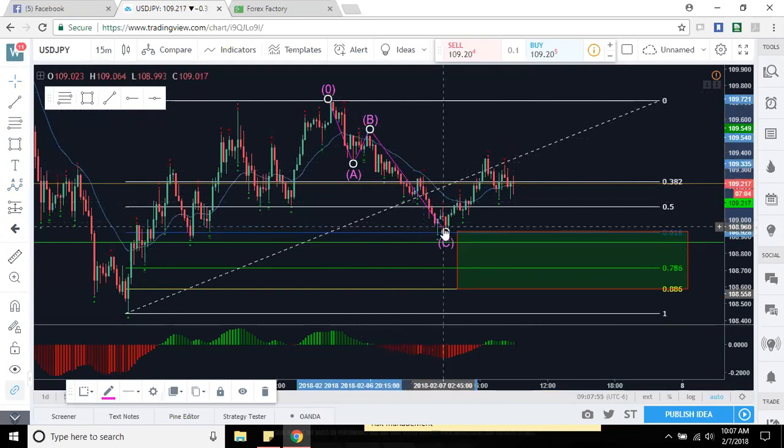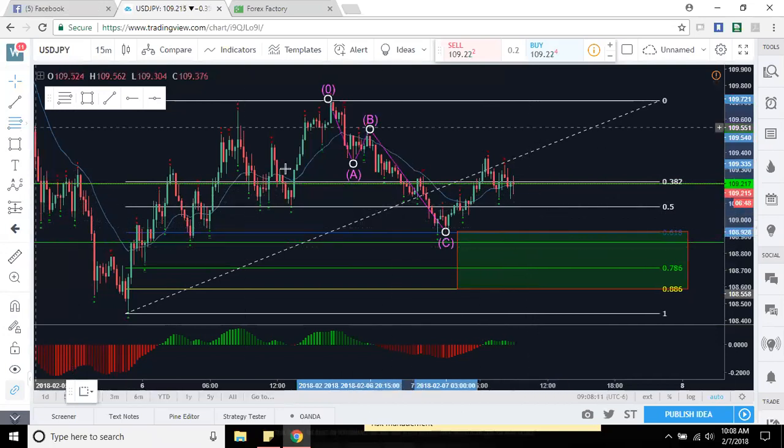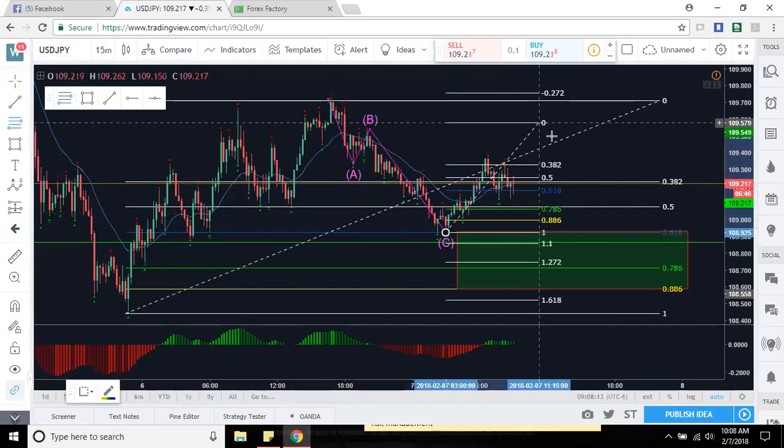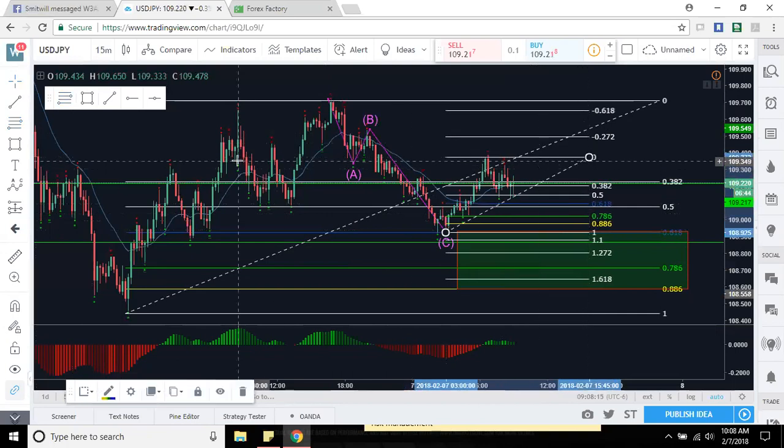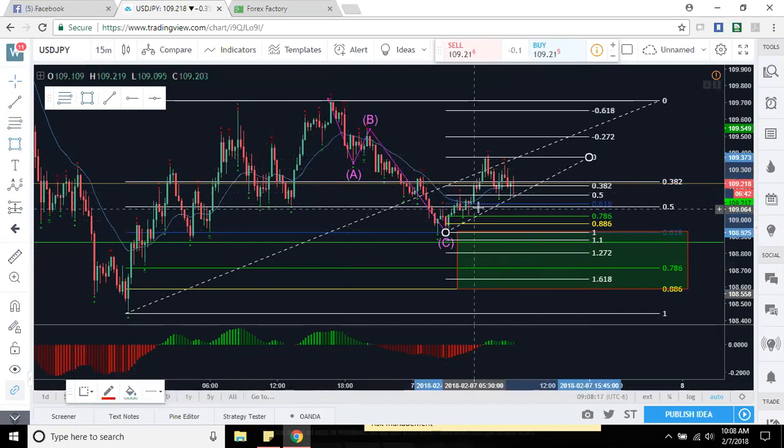move down, right? And then after that C move down, you've got that change of momentum. A, sideways movement, have a nice C push down. We could then fib from this low to this high and get another entry zone.